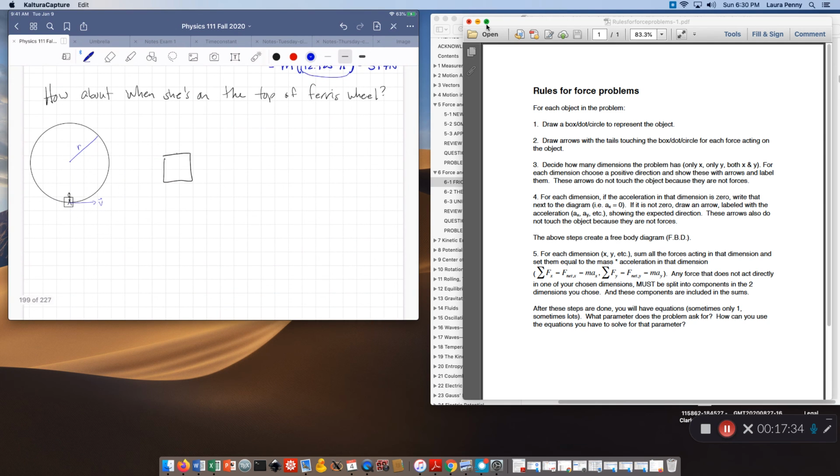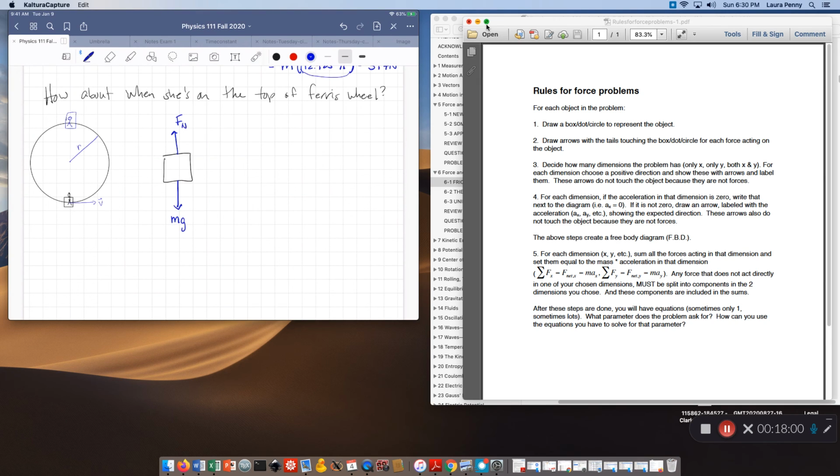How about when she's on the top of the Ferris wheel? So now if instead of being at the bottom of the Ferris wheel, she's up here, right, at the top of the Ferris wheel. Again, we can do free body diagrams. Gravity doesn't get to change its direction. Gravity's still down, and normal force is still up.